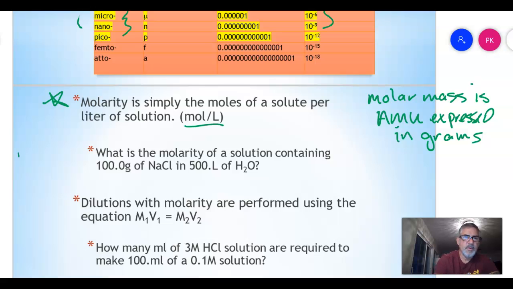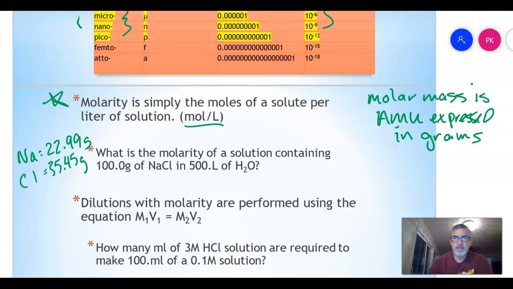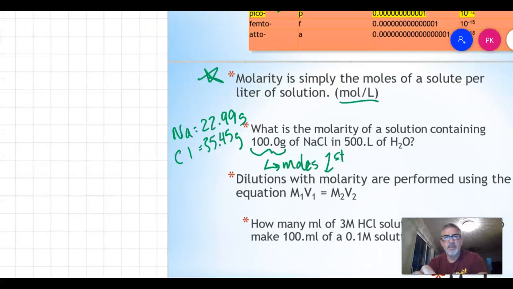Sodium has a molar mass of 22.99 grams, and chloride is 35.45. Hold on, I went and checked and I was right. So the thing is I have to make this into moles first. So I have 100 grams.